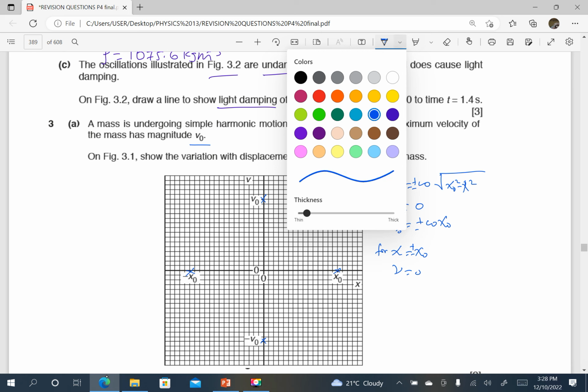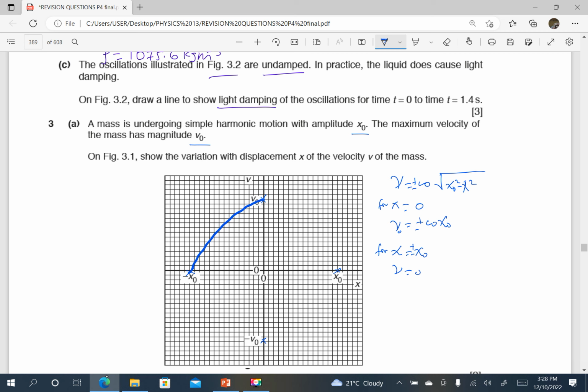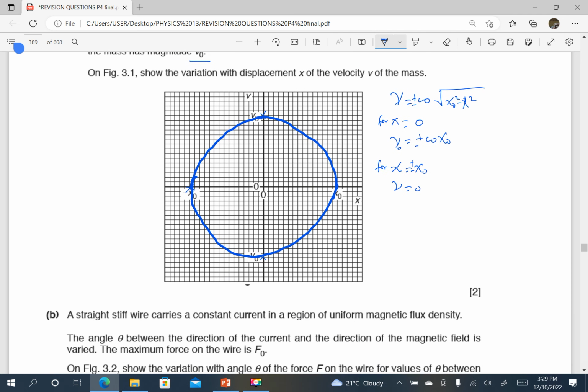So this is the point, and that is the other point. If I sketch this, I've said the graph is always oval in shape. I would have drawn it very well, but it is not looking nice. You can draw a better one as long as it is an oval shape passing through those points. It's not a square, it's not a triangle, it's oval in nature.